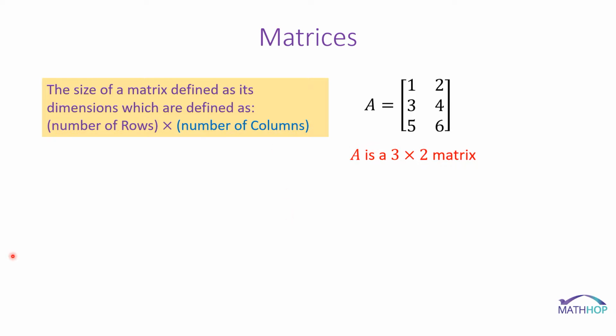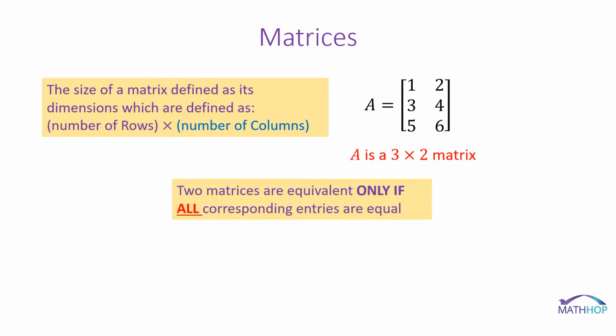Okay, so what does it take for a matrix to be equivalent to another matrix? This is very easy. All corresponding entries have to be identical for the matrices to be equal. So these 2 matrices are equal. -2 corresponds to -2, 3 corresponds to 3, 1/2 to 1/2, -1 to -1.